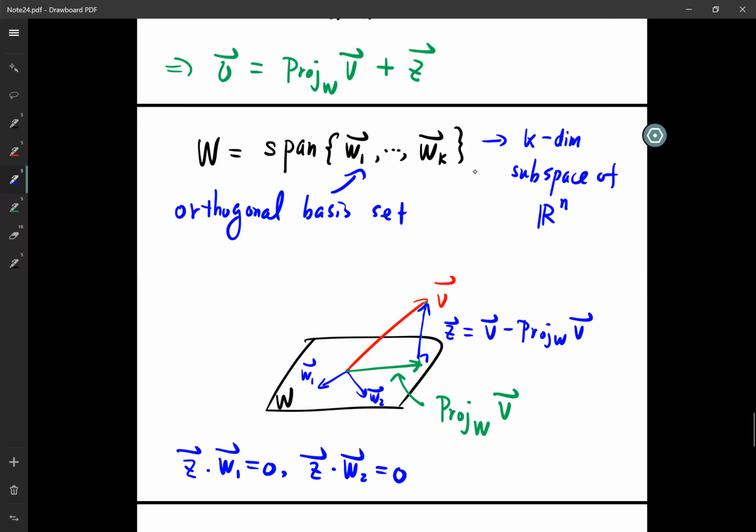Any question? Good. Professor, can you go over the logic of that part again? Why Z is orthogonal to all vectors in W?